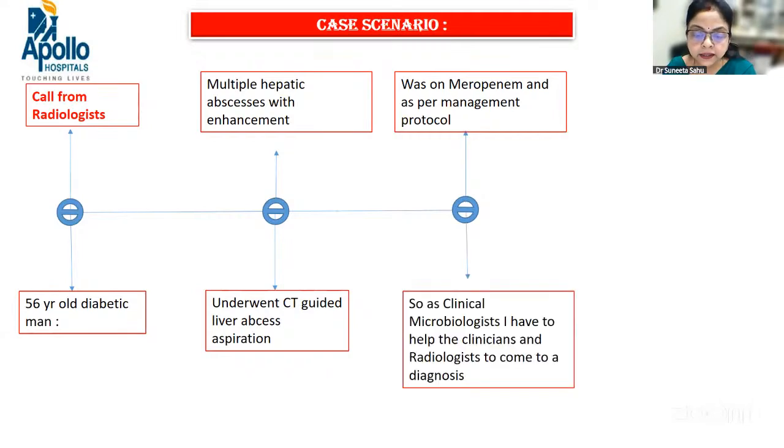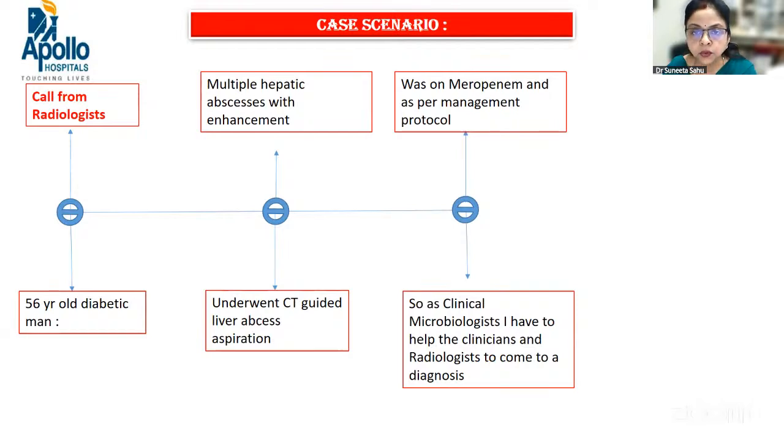So, as a clinical microbiologist, when I get that sample, I really have to help the clinicians and also the radiologist, because he had called me and told me, Madam, we are clueless which organism will be there, because the patient is not responding to the carbapenems and is deteriorating with the abscess increasing in size.